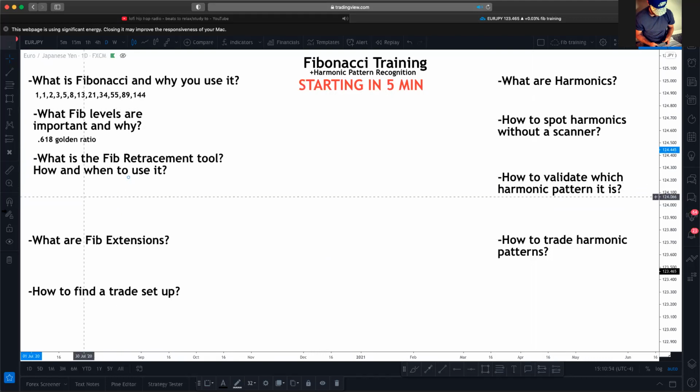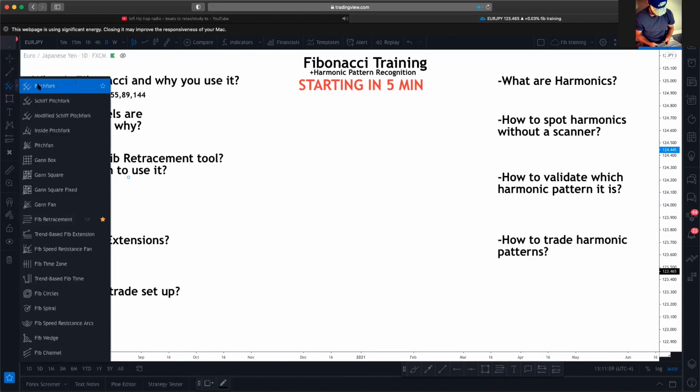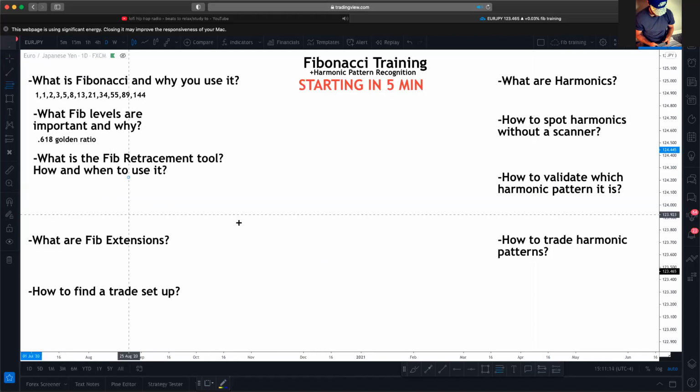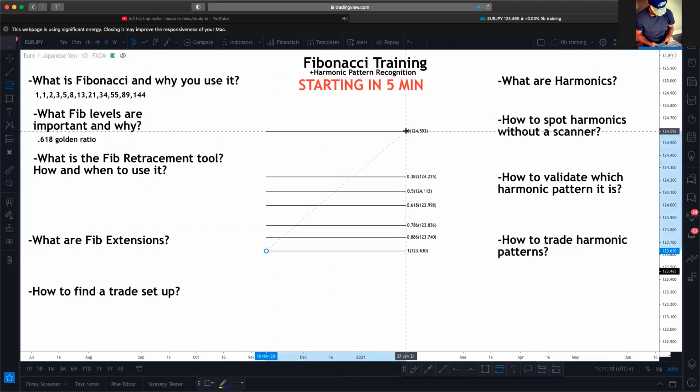All right. So the fib tool, we're going to go over here to TradingView, and it's going to be on this area right here. It's going to look like this. The section you're going to look for has the pitchfork tool. That's the first one right here. But you go down here to fib retracement, and let's click that. So I'm just going to bring up the tool so we can look and see what it is.